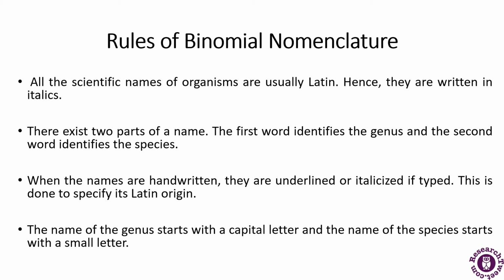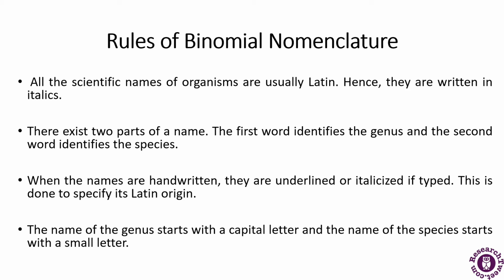There are some rules for binomial nomenclature. Now, what are these rules? Biologists from all over the world follow a unique set of principles for naming organisms. There are also two international codes, which I will present in the next slide. First we will take a look at the rules of binomial nomenclature. The first rule is that all scientific names of organisms are usually Latin. That's why they are always written in italics.